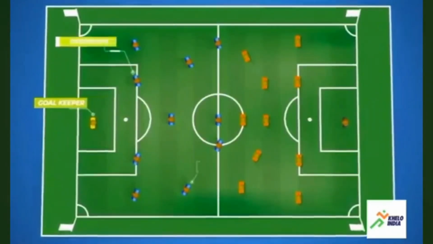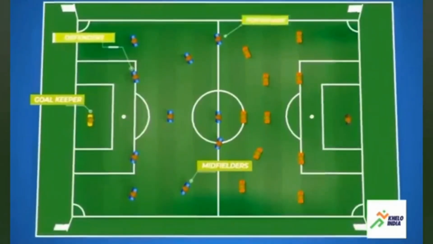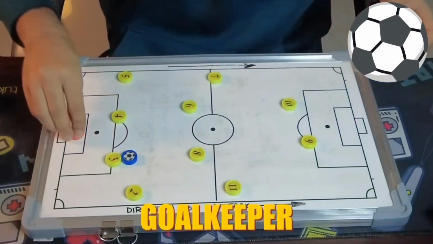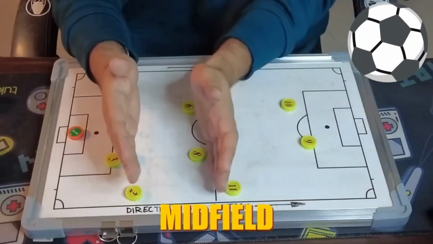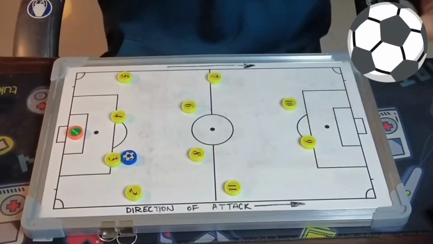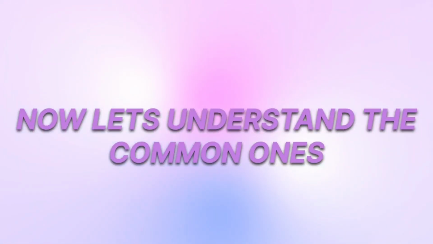Have you heard 4-3-3 or 4-4-2 and felt confused? Let's make it super simple. In football, formations are the way a team is arranged on the field. Formation tells us how many players are playing in defense, midfield, attack. Now let's understand the common ones.